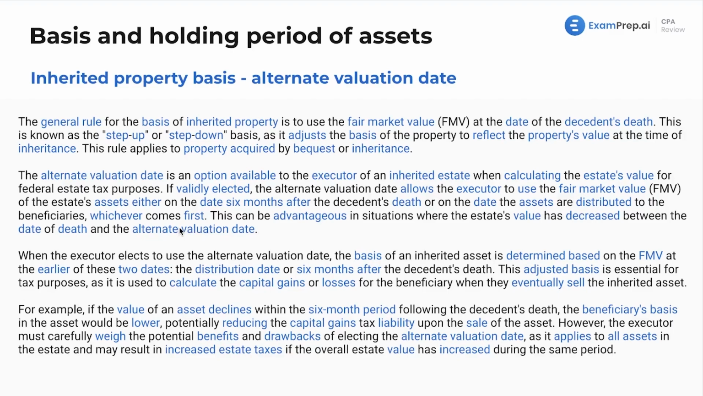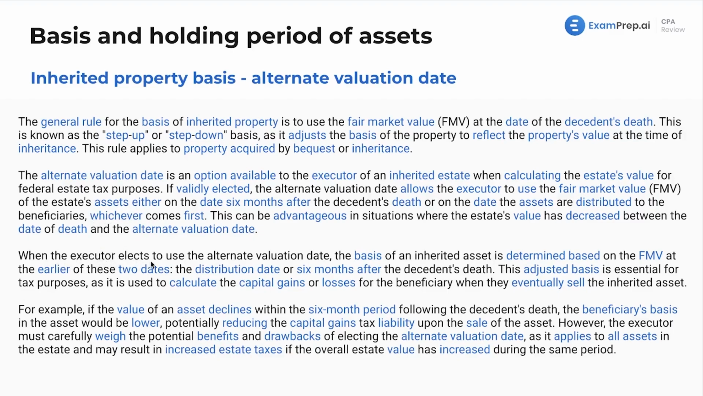So first off, understanding that this is just a rule. It's just something you can do. And again, this is for tax planning purposes, and it can be advantageous in situations where the estate's value has decreased between the date of death and the alternate valuation date. So again, you want flexibility here. You generally want the basis to be higher for individuals receiving this because then when they eventually sell it, they don't have to pay as much tax on that. So again, flexibility in tax planning.